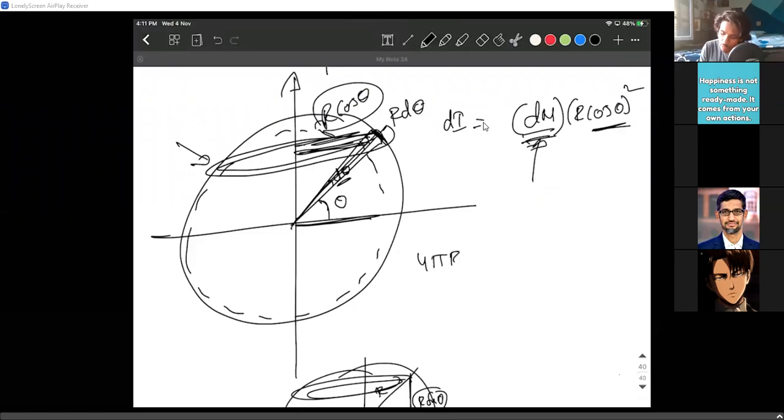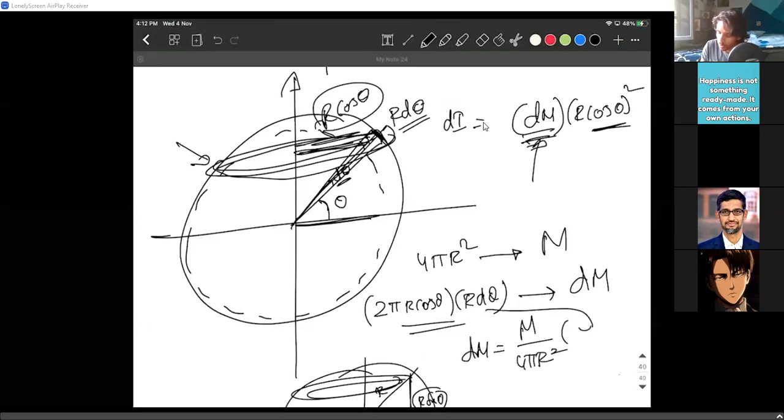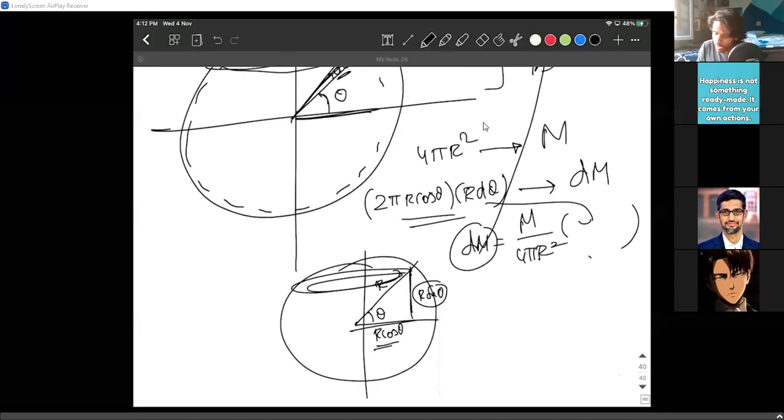For an area 4 pi R square, the mass is capital M. What is the area of this ring? Let us write the length of the ring first. 2 pi R cos theta is the length of the ring, which is the perimeter of the ring, into the thickness R d theta. We have it right here. So for this, the mass is dm, and from this you have to find dm. Yeah, the process looks really clumsy, guys. You do not have to remember. You put this dm here, you integrate, the integration gets really big. In the end, you will end up with a very simple answer: 2 by 3 M R square.